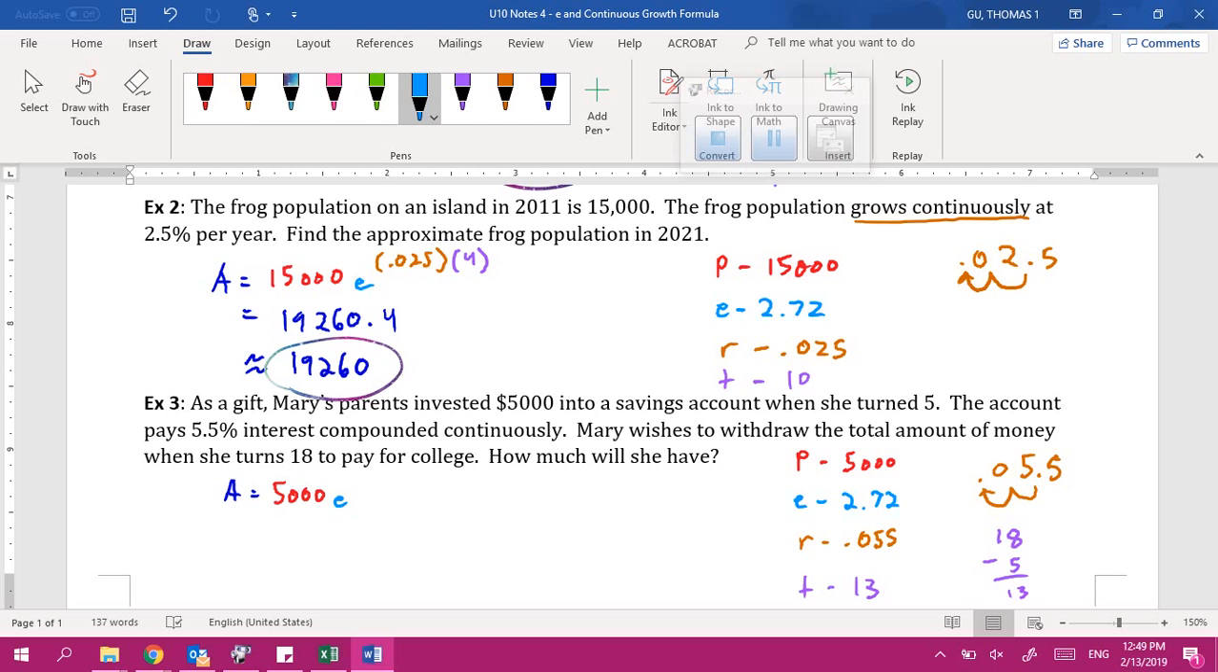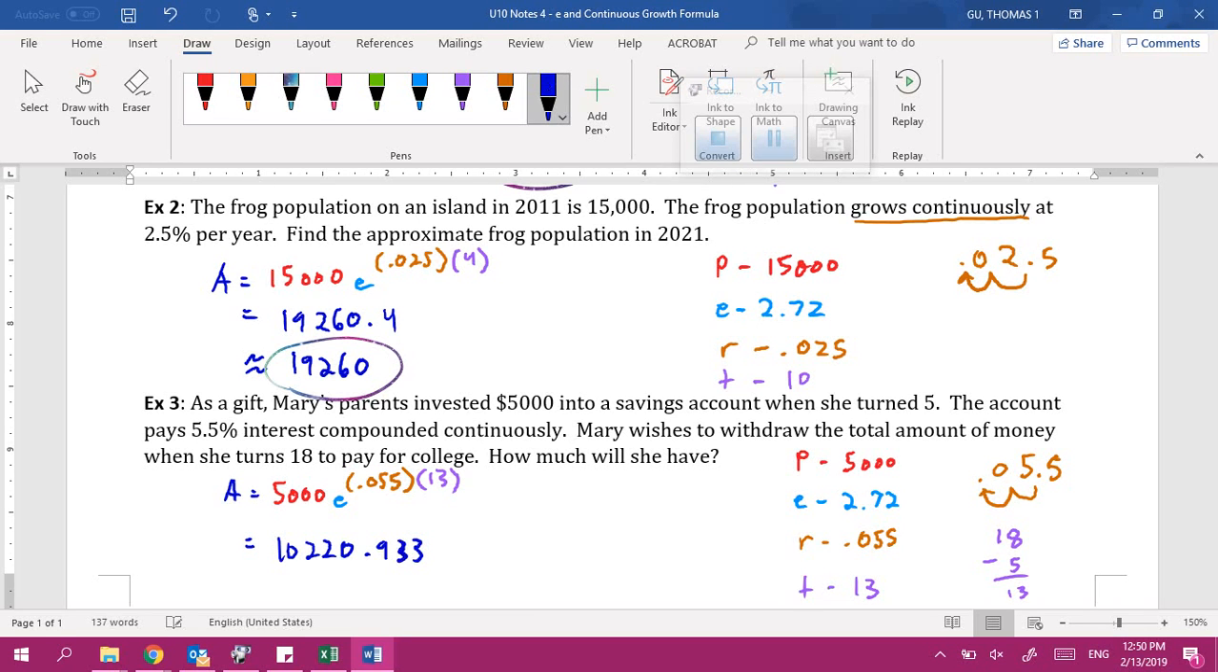You don't actually have to write e as 2.72, because you just have to know that e is a constant number and never changes. Raised to 0.055 times 13. I got 10,920.9. Give me some more decimals. You put 2.72, right? Use the e button that's next to the 1. It should come out as 10,220.933.